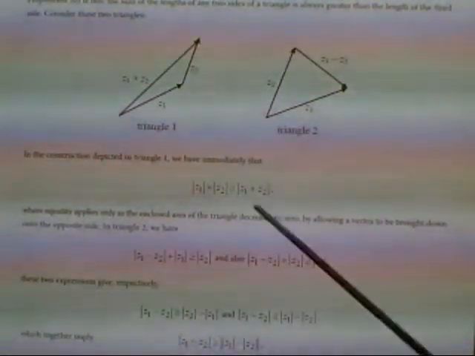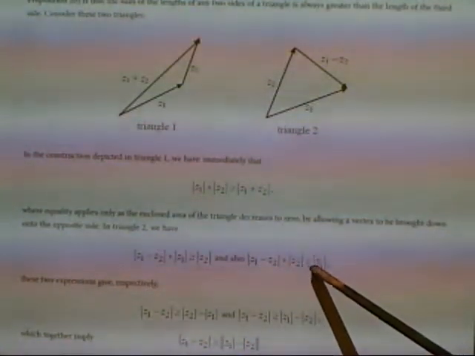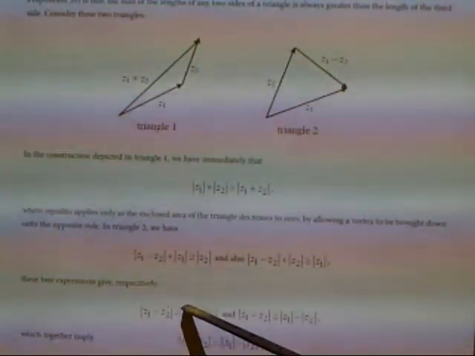The magnitude of Z1 plus the magnitude of Z2 is greater than or equal to the magnitude of Z1 plus Z2. Therefore we can write down that the magnitude of Z1 minus Z2 plus the magnitude of Z2 is greater than or equal to the magnitude of Z1. Also, the magnitude of Z1 minus Z2 plus the magnitude of Z2 is greater than or equal to Z1. So these two expressions give that the magnitude of Z1 minus Z2 is greater than or equal to the magnitude of Z2 minus Z1.